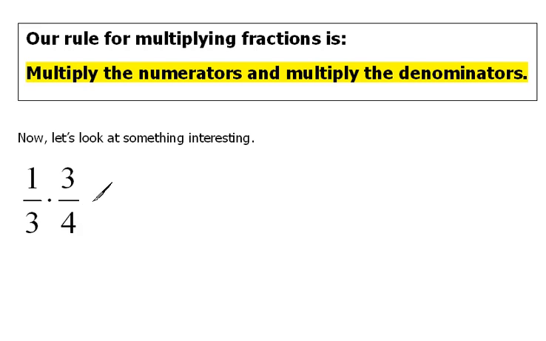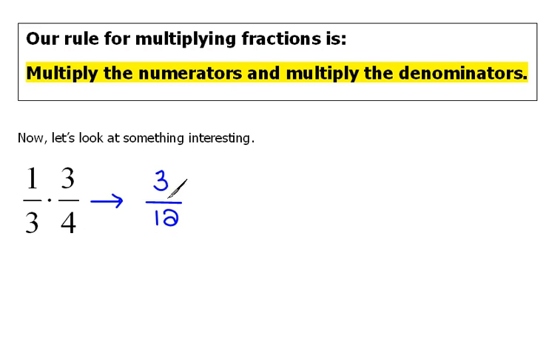Well, if we were to use our normal multiply fraction rule, we would multiply across the top, or the numerators. 1 times 3 would be 3, and then we would multiply the denominators. 3 times 4 would be 12. But now what do you notice about this 3/12? Well, it's not in lowest terms. It's not fully simplified. So in order to fully simplify this, we'd have to divide out by a common factor.